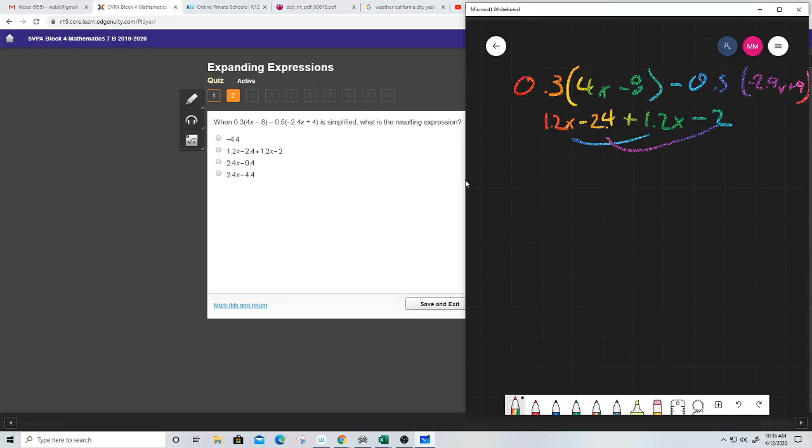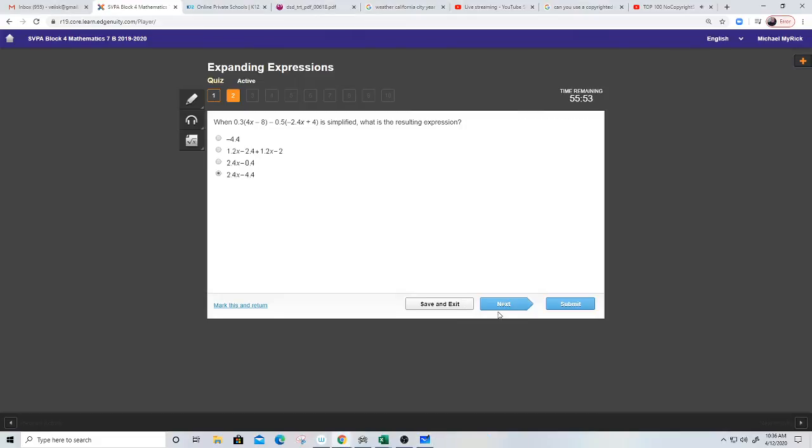So 1.2x plus 1.2x is 2.4x. And then I got a negative 2.4 and a negative 2. I'm gonna combine them to become negative 4.4. So I'm going with 2.4x minus 4.4.